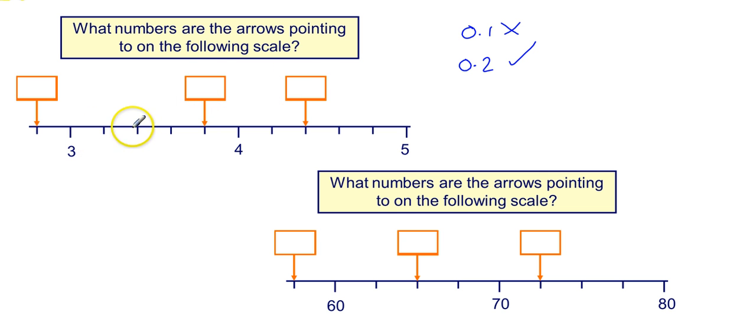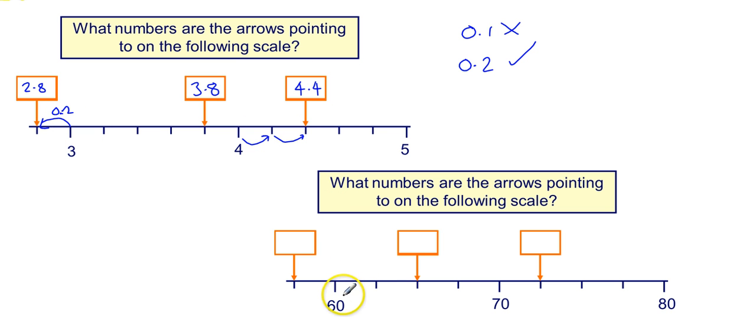So have a look. 3.2, 3.4, 3.6. That one's got to be 3.8. That means this one is going to be 0.2 more, so it's bouncing up 0.2 each time. That makes it 4.4. And on this one, we're going to have to go backwards 0.2, going backwards one space. So this one must be 2.8. Okay, so quite straightforward.